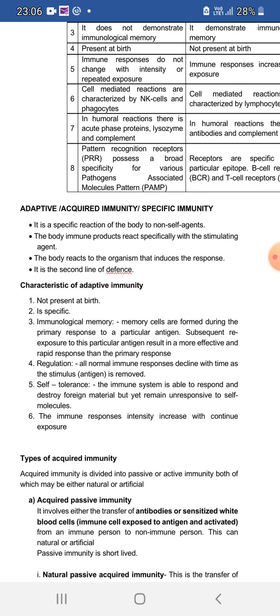Adaptive or acquired immunity, we said, is a specific reaction to foreign substances. Foreign substances are also called non-self. I'll take a bit of time to explain a few things. Immunology has its own terminologies, and therefore its own vocabulary. So as we learn, if you get a new word and it is explained, put it down somewhere and keep on referring to it.